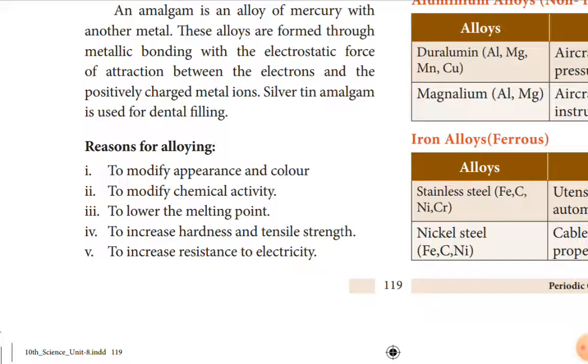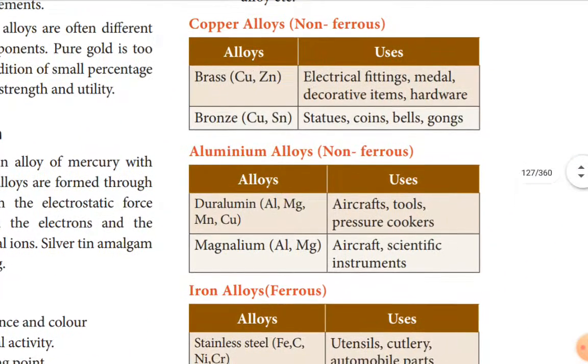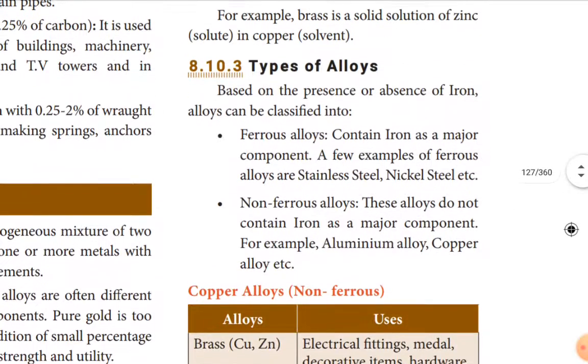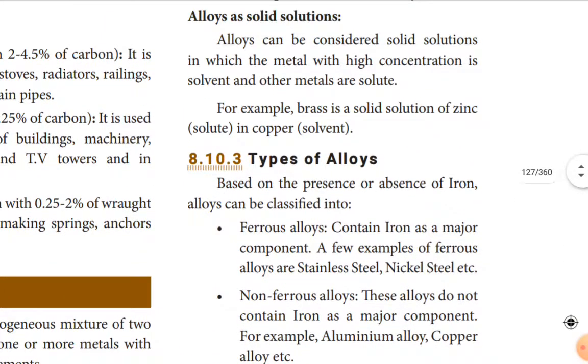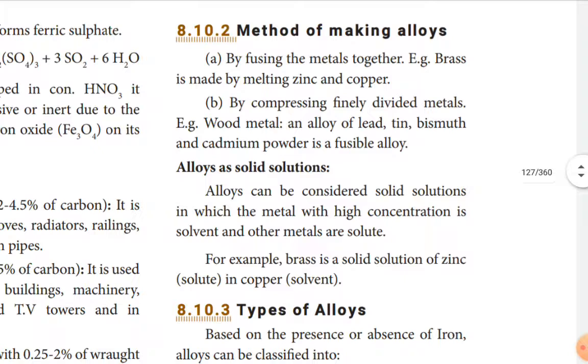So these are the few points for the reasons for alloying. Next one, methods of making alloys. There are two methods given in your book. First method, by fusing the metals together.